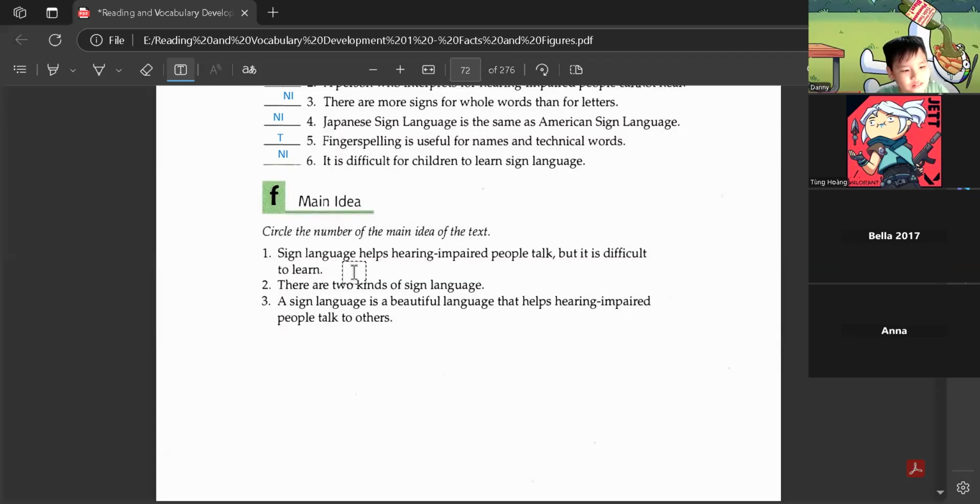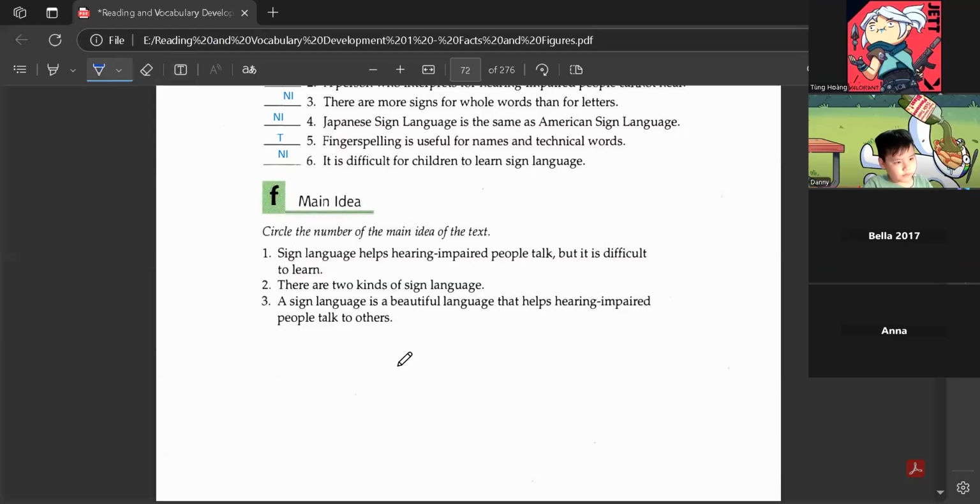Number 1 and 3. Signs help people talk, but it is difficult to learn. A sign language is a beautiful language that helps hearing impaired people talk. Okay. So, in my opinion, the third one is correct. Wait. Not two. The third one's correct. But the first one isn't really correct. It is difficult to learn.